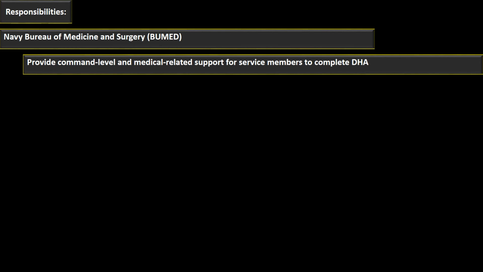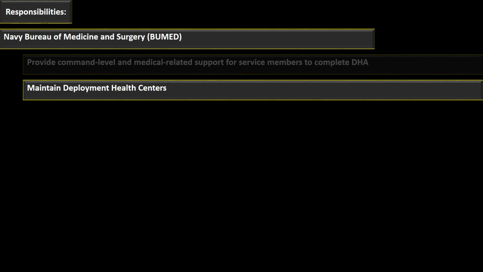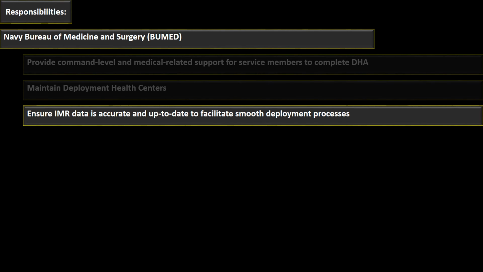BUMED responsibilities are going to include providing command level and medically related support for service members to complete their deployment health assessment. They're going to maintain deployment health centers, centers near MTFs or on bases that can help move along the deployment health process, right? So we can get those pre-deployment health assessments and those post-deployment health assessments completed. They're going to ensure that individual medical readiness data is accurate and up to date to facilitate smooth deployment processes.